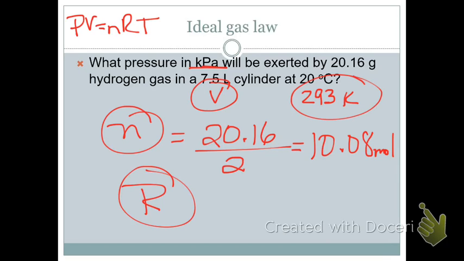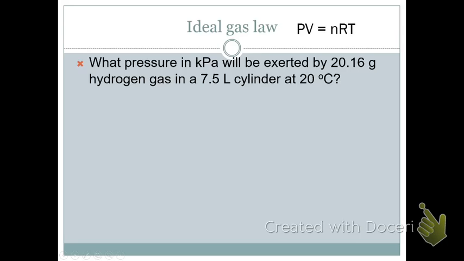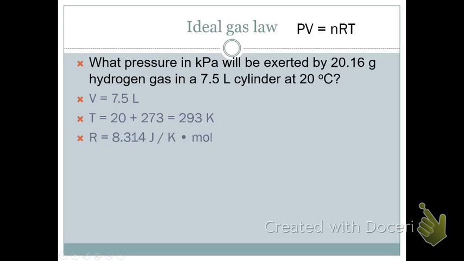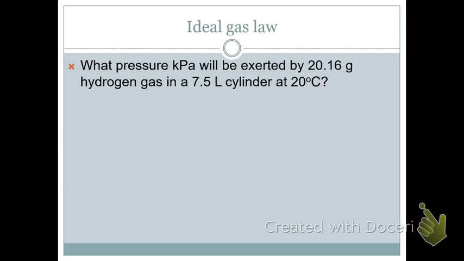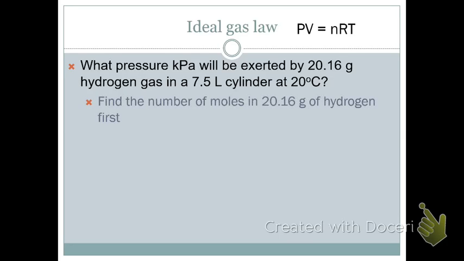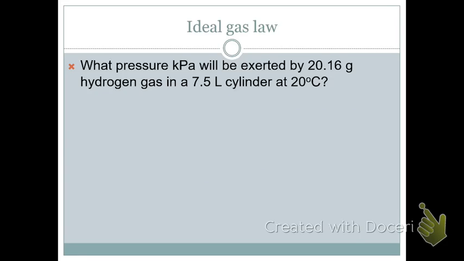All right, so when I lay them all out, I have my volume of 7.5 liters, my temperature of 293 K, my R value for this is 8.314, and my mass, which was 20.16 grams, and I went ahead and found the number of moles. I divided it by 2 to get 10.08 moles, and so now I have my N. And now I can plug those into my equation.